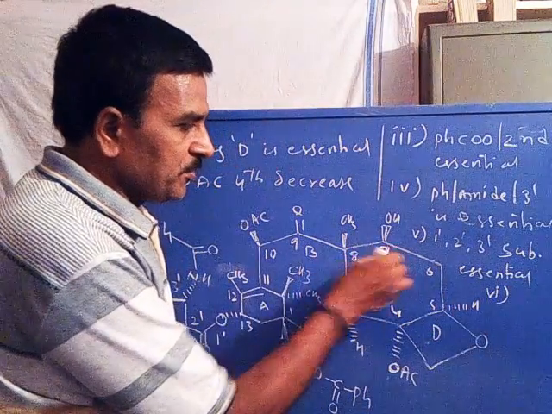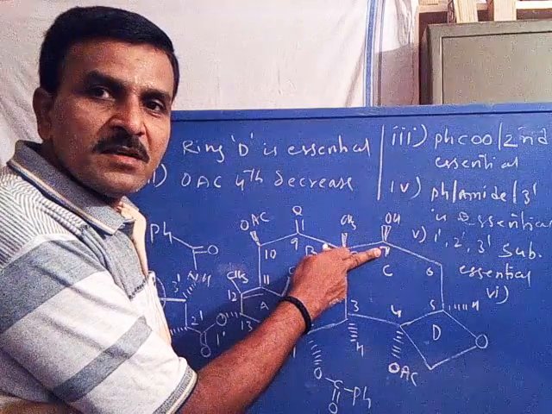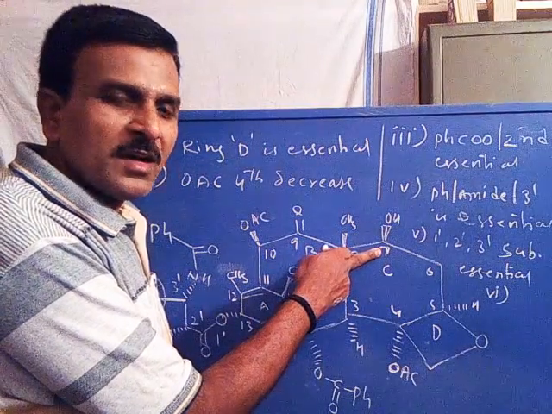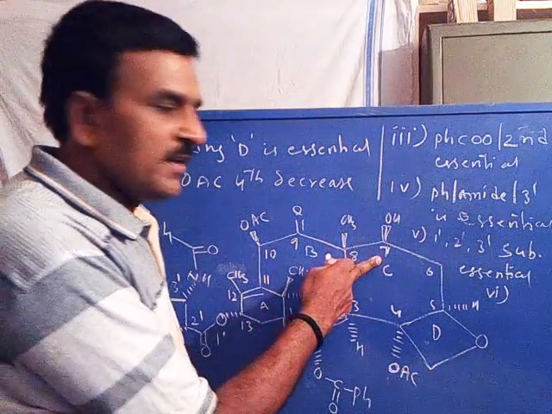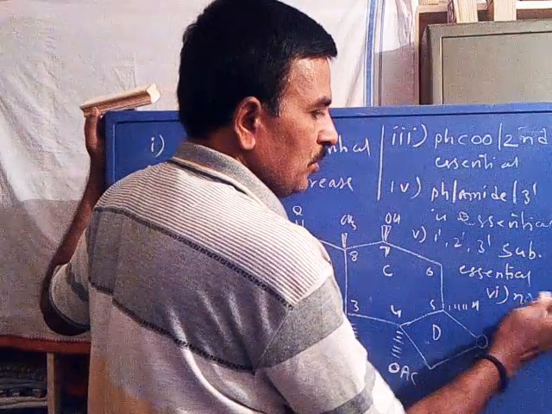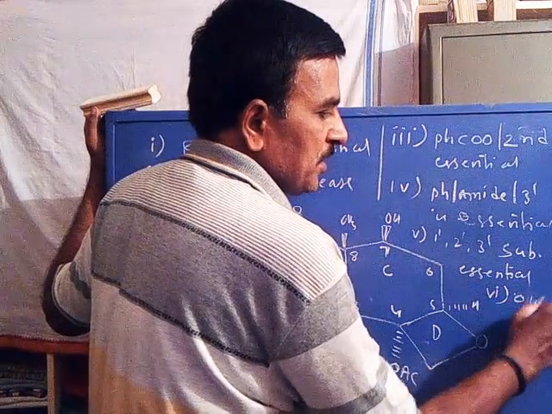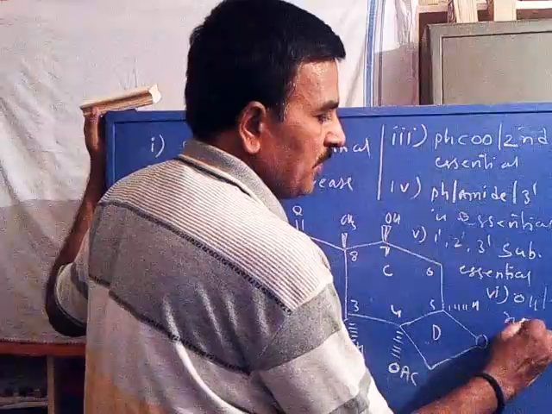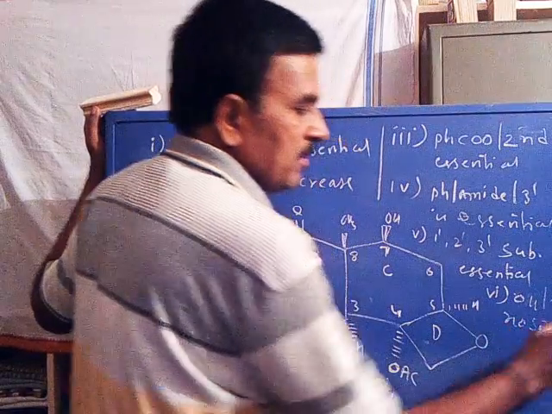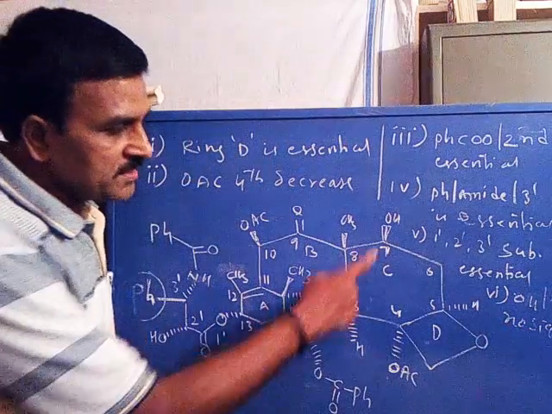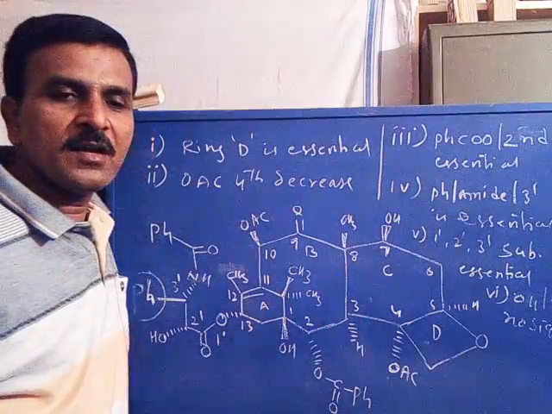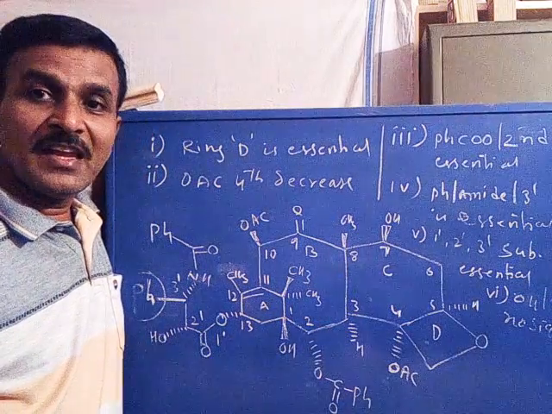Now this is 7th position. The presence of the OH group on the 7th carbon has no significance. No OH on 7 has no significance.